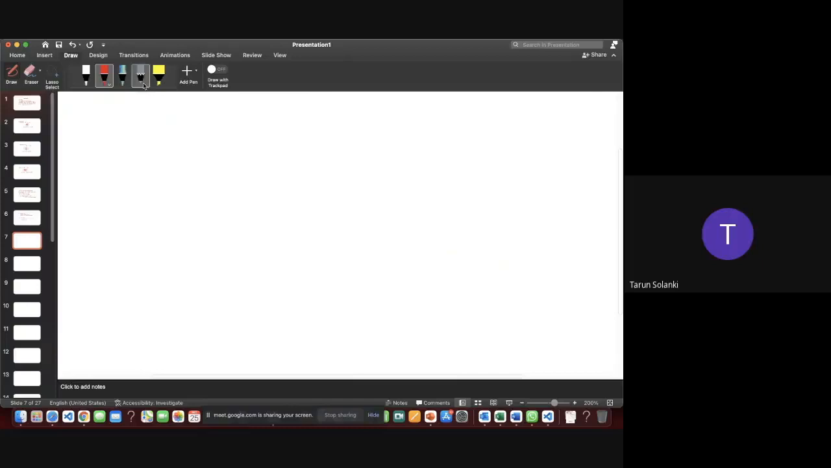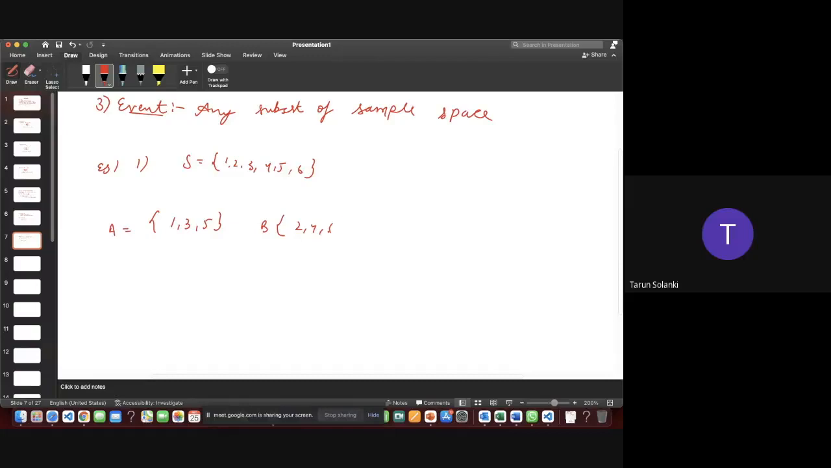Okay, next thing is event. So any subset of sample space is an event. For example, if the experiment is throwing a die which has the faces numbered 1 to 6, then the sample space is 1, 2, 3, 4, 5, and 6. So set A which is 1, 3, 5, and set B which is 2, 4, 6, and the null set, and S itself are some events with respect to S. The null set is called the impossible event or the null event. Okay, so these are called the events of S, right?